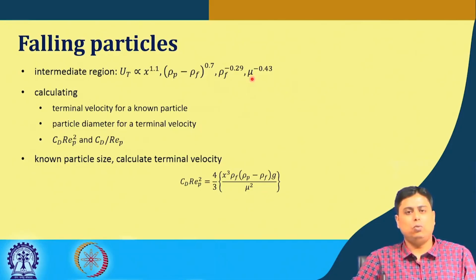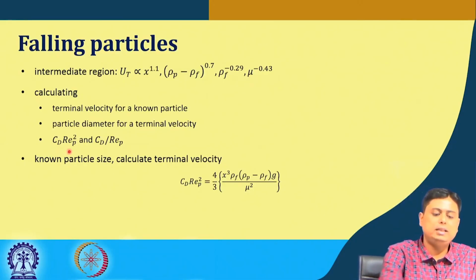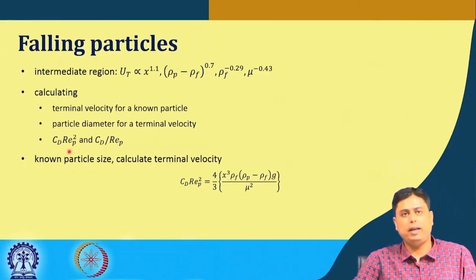Okay. So, what happens if it falls in one of the regions? Would you do it arbitrarily, or is there some method? One of the methods is to calculate this term, CD multiplied by REP square, and CD by REP. Now, these parameters have some unique benefits.